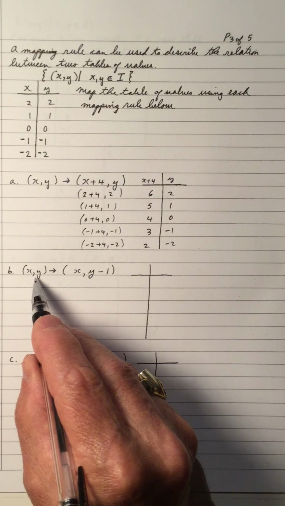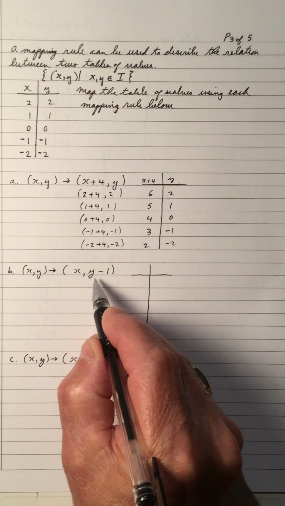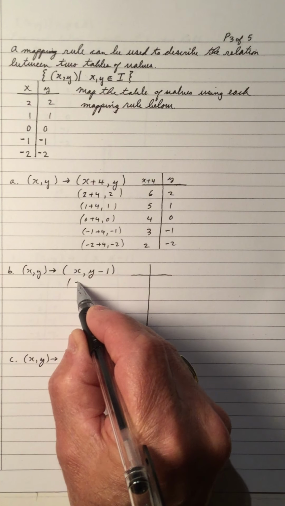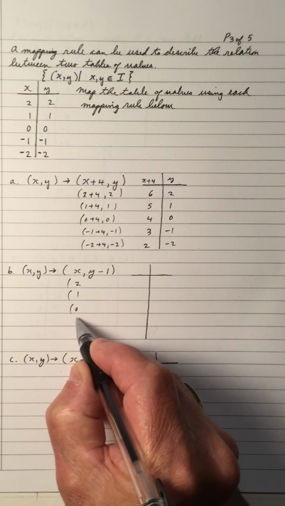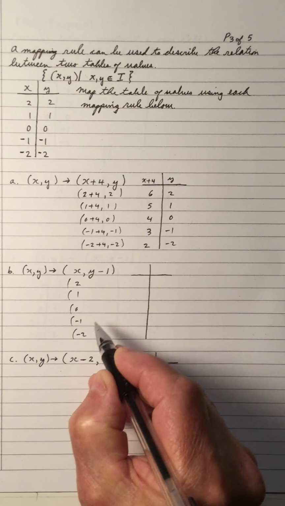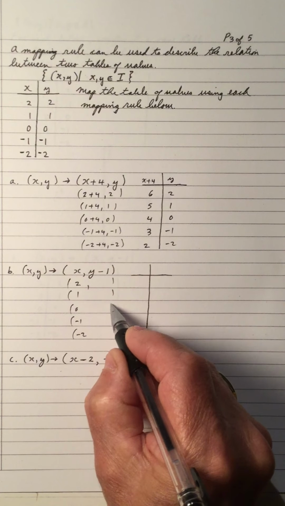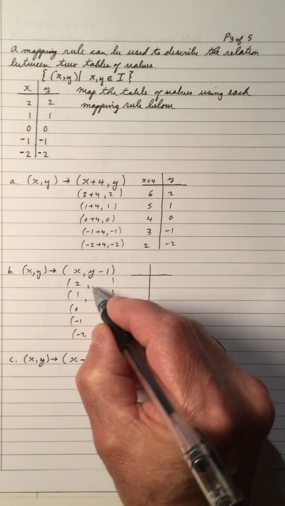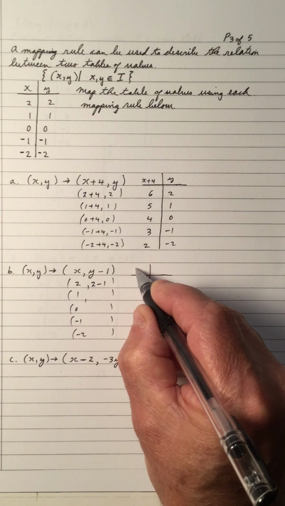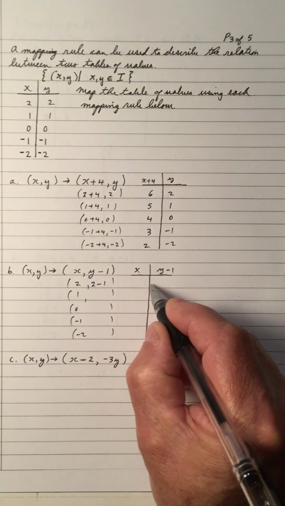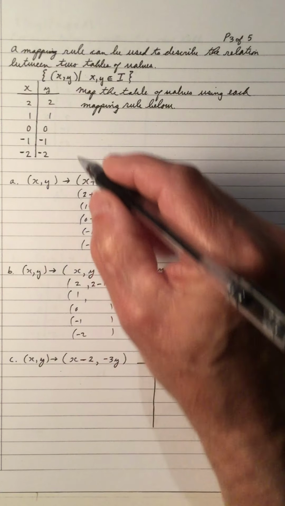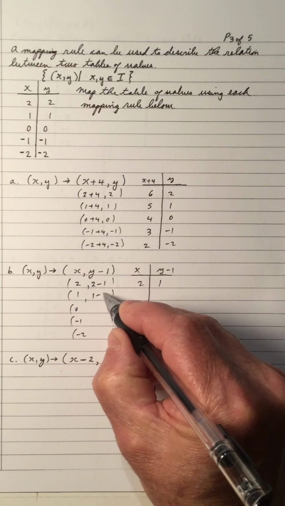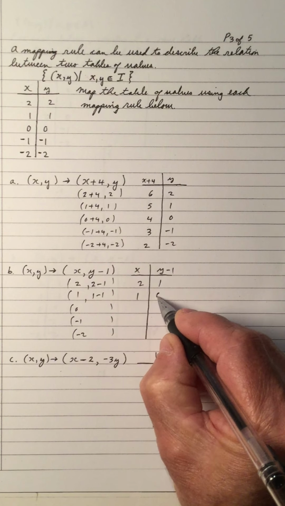And we have another mapping rule, (x, y) maps to (x, y − 1). So we're taking 1 off the y, but not changing the x. We're not changing the x, but we're subtracting 1 from the y. So 2 minus 1. So this is (x, y − 1). So that's 2, 1. And we're taking 1 off the y. So 1 minus 1 gives me 1 and 0.